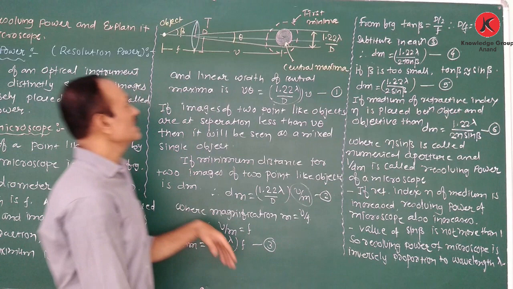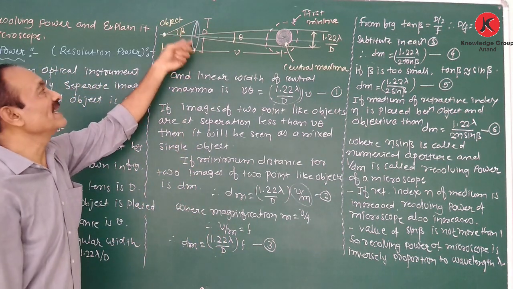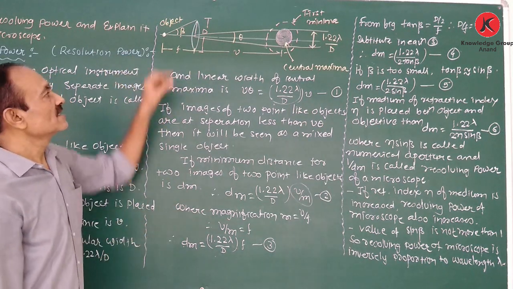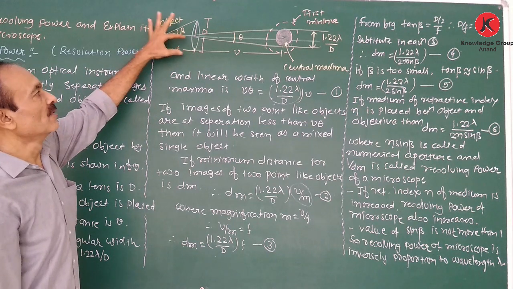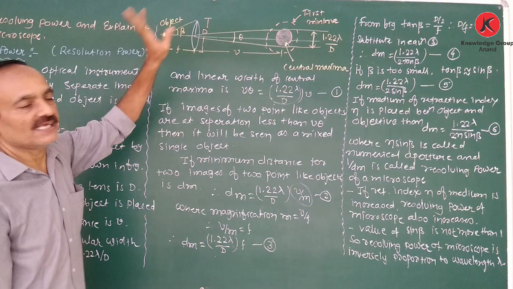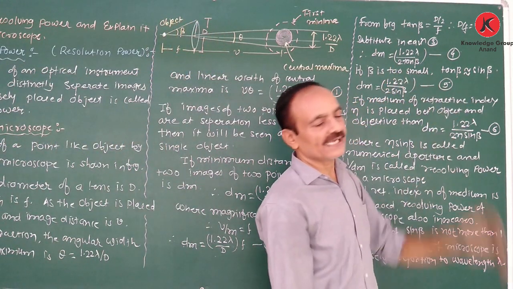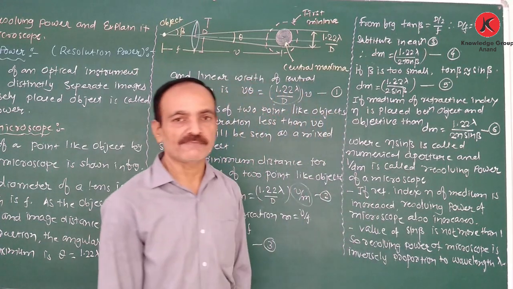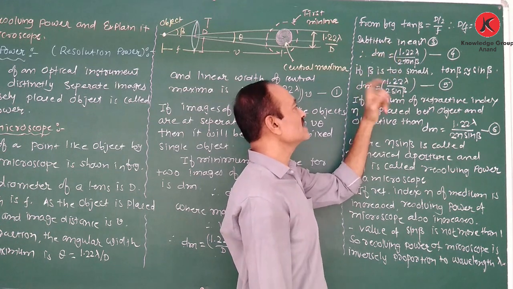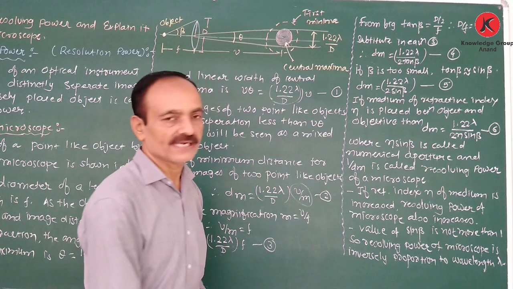But here the f is very small, that means the object is placed very close to the convex lens, just beyond the focal length of the convex lens. Therefore, the beta angle is very small. If beta is very small, in that case we take tan beta approximately equal to sin beta. Therefore, equation 4 becomes dm is equal to 1.22 lambda upon 2 sin beta.